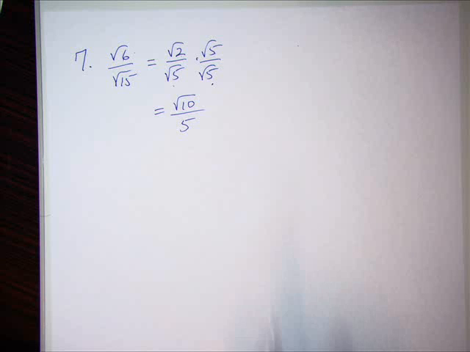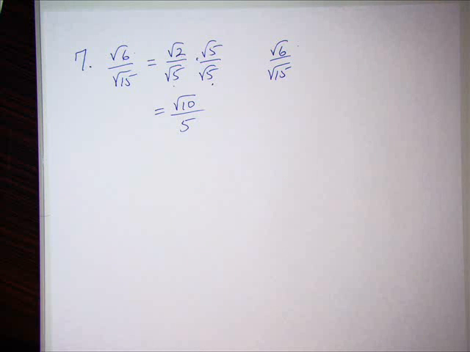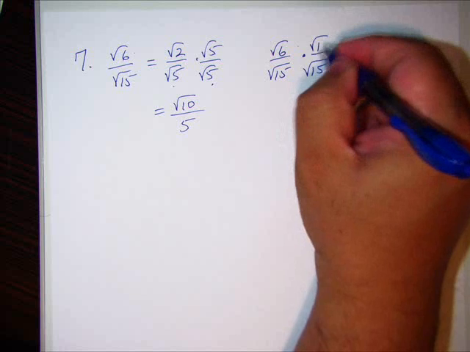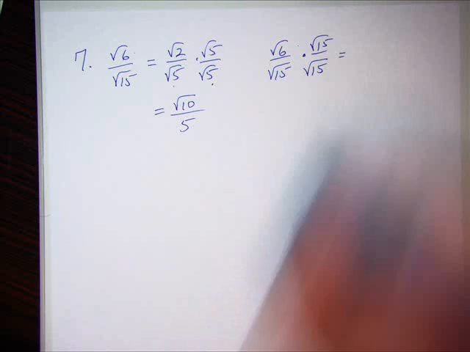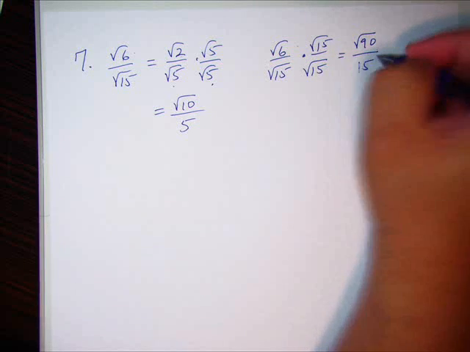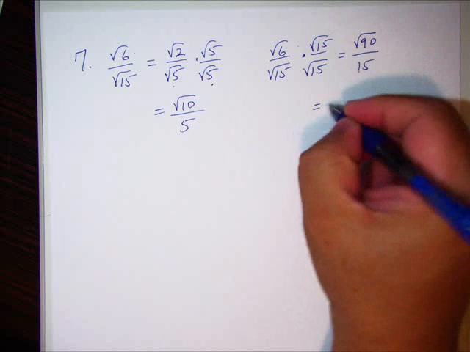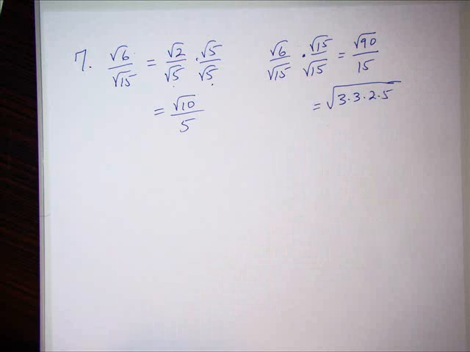Now I'm going to repeat number 7 just to show you what happens if you don't reduce first. Okay, so I'm repeating number 7, and I'm not going to reduce it to begin with, which means I'm going to multiply by square root of 15 first. Alright, multiplying by square root of 15. So 6 times, that's square root of 90 over 15. Now, 90 looks like it can be simplified. In fact, we'll go ahead and factor that. It's 3 times 3 times 2 times 5. I basically did the factor tree in my head.